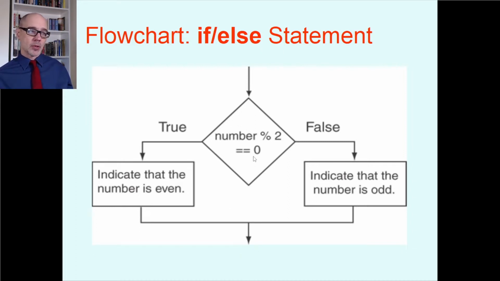But if the remainder wasn't 0, if the remainder came back 1, which is the only other option, then the number was not evenly divisible by 2. This expression would be false, and we're going to indicate that the number is odd instead. All right, pretty simple, and this is a good example of using the modulus operator. But what we're focused on are these two separate control structure decision branches.